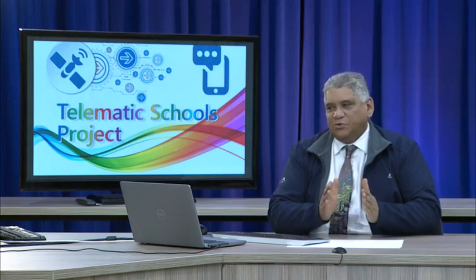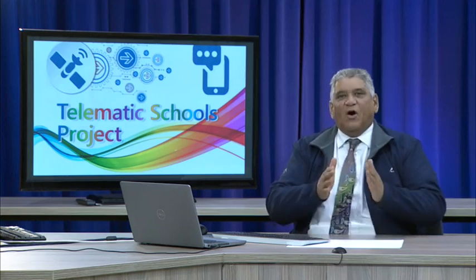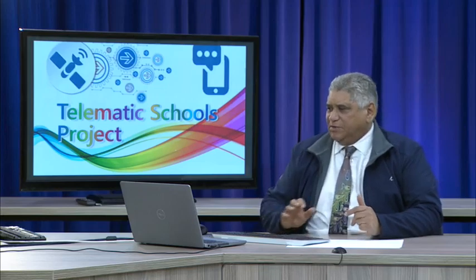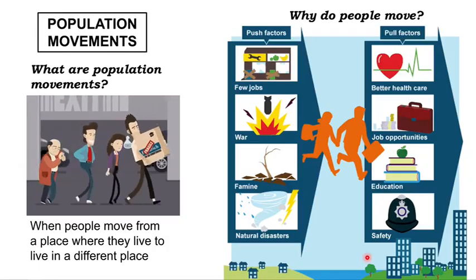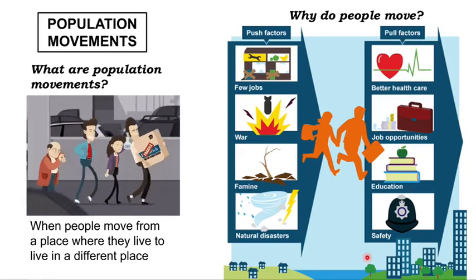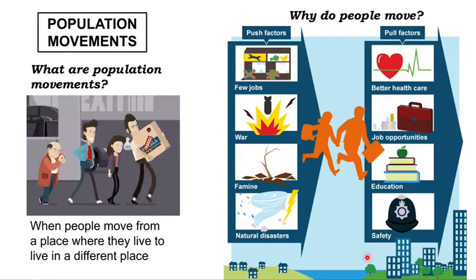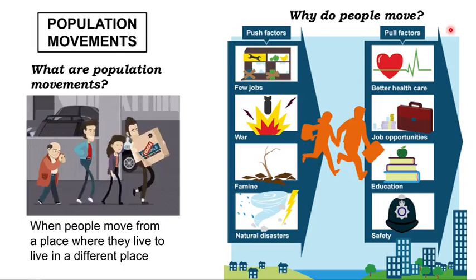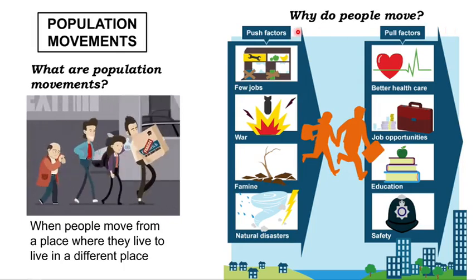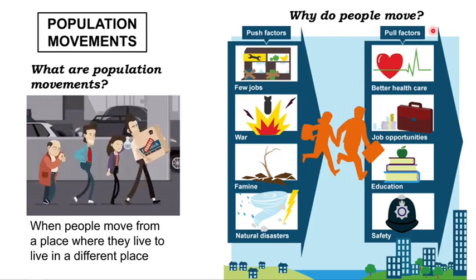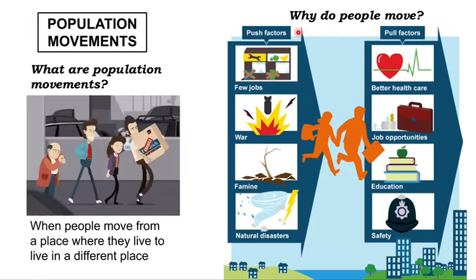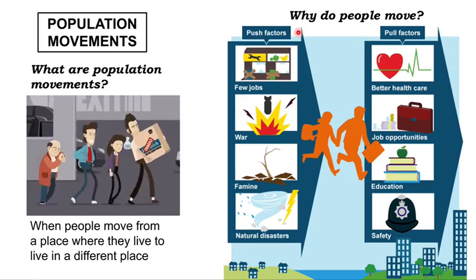So you know this is also called migration. People are on the move. Population movements. Right. Now, the question is, why do they move? What causes them to move? Now, the things that cause them to move are things that attract them or things that force them to move. Those that attract them are called pull factors. And those factors that force them to move are called push factors.